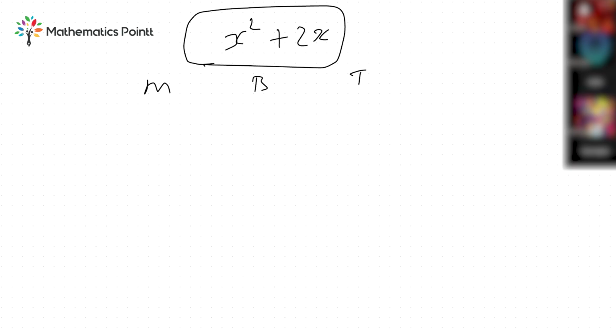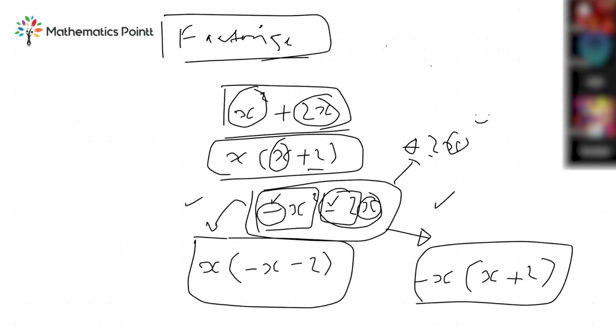Someone had issues here, maybe, and they're still hooked to this expression. These two are fully factorized expressions. I cannot factorize any of these two any further. All right, so just come out of it.